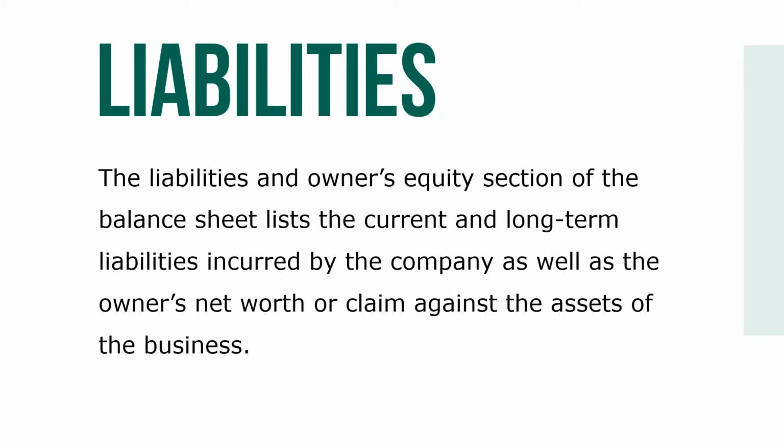The liability and owner's equity section of the balance sheet lists the current and long-term liabilities incurred by the company, as well as the owner's net worth or claim against the assets of the business. From the accounting equation, it is the difference between the total assets and the total liabilities.